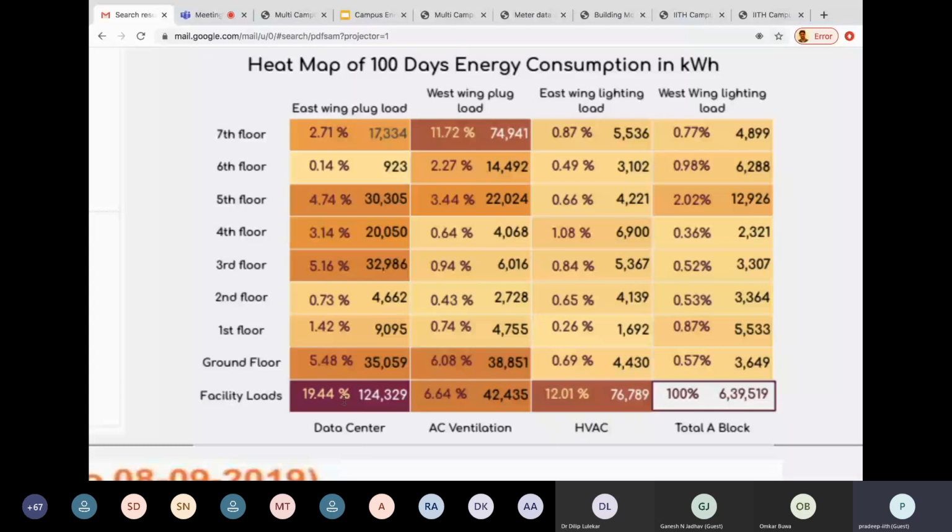Then different floors, ground floor, first floor, second floor, like that. Different labs and classrooms are there. So most of the time it is less than 1%. So not much of the power is consumed by other places, but ideally we can identify HVAC and the data center. Now, why is it important?